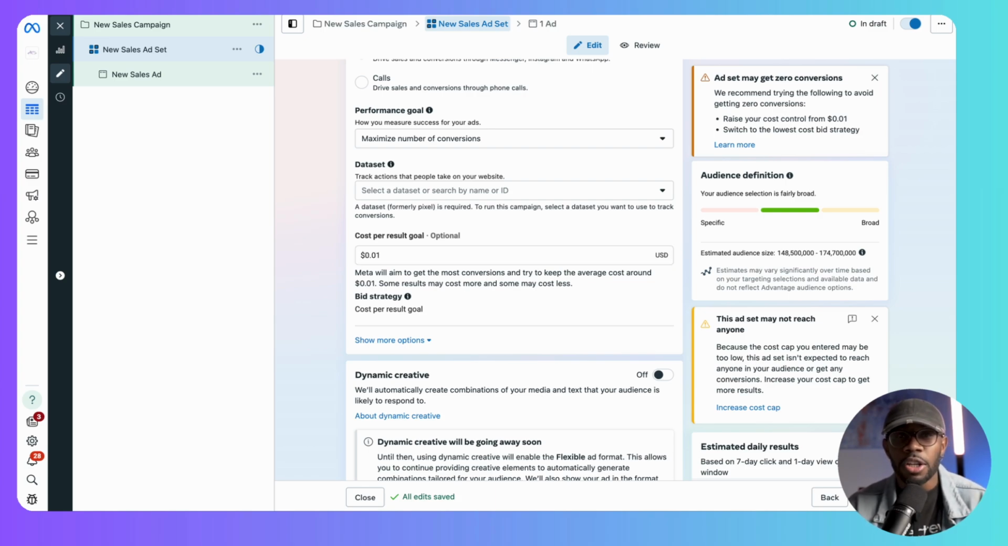So yeah, if you put your cost per result cap too low, your ads may not run at all, or you're going to get really low traffic. For example, if you have a daily budget of, let's say, $50, then you may only spend $20 out of that $50. So you have to be very careful when it comes to using this bidding strategy. It can be very powerful if you have all the necessary data you need to make this decision.